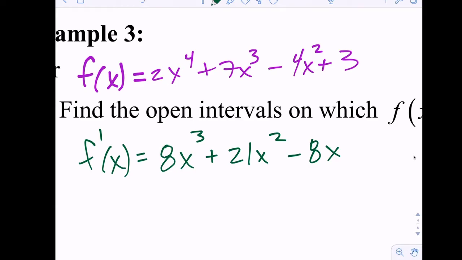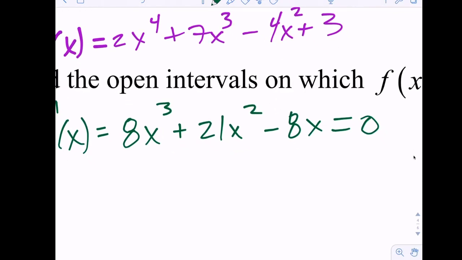Is that right? Is it ever undefined? No. So all we need to do is set it equal to 0 and find those critical values. The first rule of factoring: pull out a common factor of x, right? And that gives us 8x squared plus 21x.